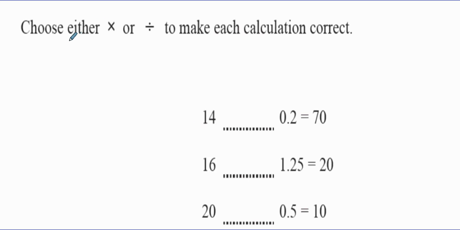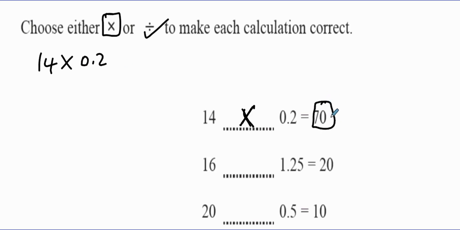Okay, the question, choose either multiplication, or if not multiplication, automatically will be division. Now, to do this question, I prefer checking out one sign. If this sign fails, automatically it is that sign. I don't have to check that. Automatically it is division. Now let me check with division. Let us start with, is it multiplication? So do 14 times 0.2 and see if you'll be getting 70.